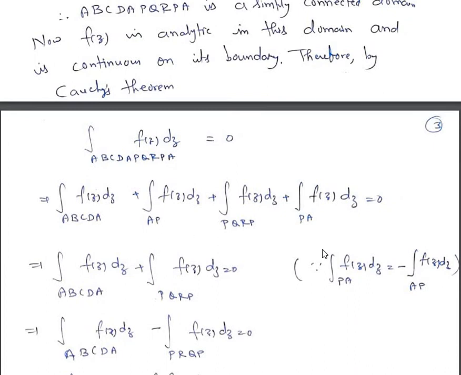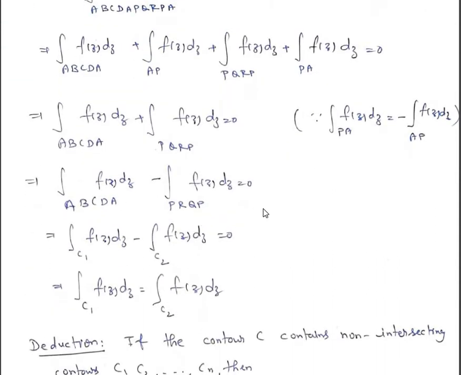Now, integral over ap and integral over pa will cancel out, because integral over pa f(z) dz is equal to minus integral over ap f(z) dz. So these two will cancel out, and we are left with integral over abcda f(z) dz plus integral over pqrp f(z) dz is equal to 0. Now, this can be written as, take minus sign here, then we have integral over prqp f(z) dz. So overall we have integral over abcda f(z) dz minus integral over prqp f(z) dz is equal to 0.